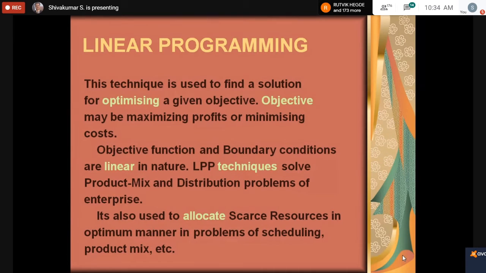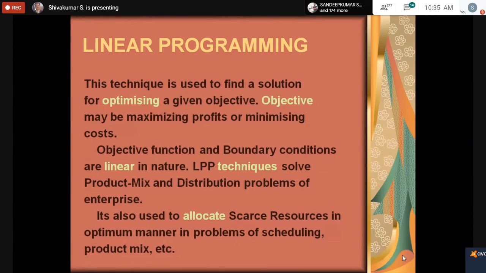Why is it called linear programming? Because all the equations you use to solve OR problems are linear in nature. There are no squares or cubes in the equation, no x squared, x cubed. You are dealing with only x1, x2, x3, x5 and so on, multiple variables which are linear in nature. That's why it's called linear programming.